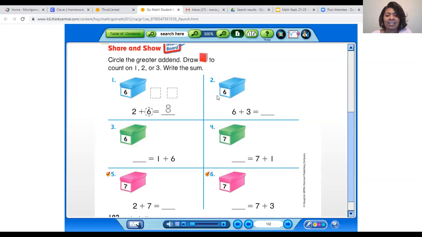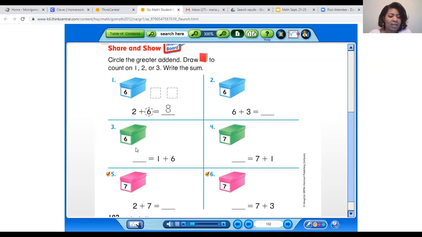We have 6, and we're adding 3. So it reads 6 plus 3 equals blank. We're trying to find our sum. So we can put 6 right here, and we're counting on 3. So this is 6, 7, 8, 9. So what is 6 plus 3? It is 9. So I start with 6 and I add 3. If you want to, you can take your pencil and you can draw 3 squares or 3 circles to represent that as your visual. All right, number 3.